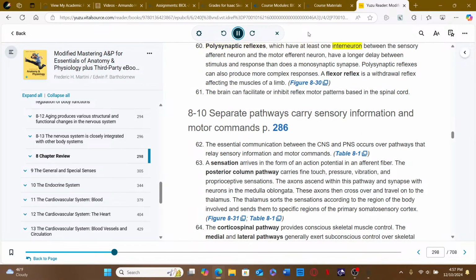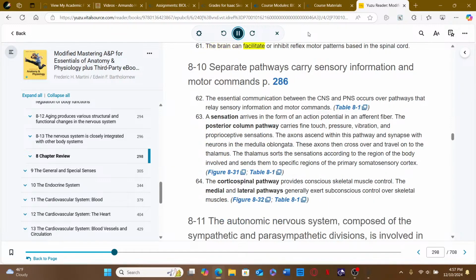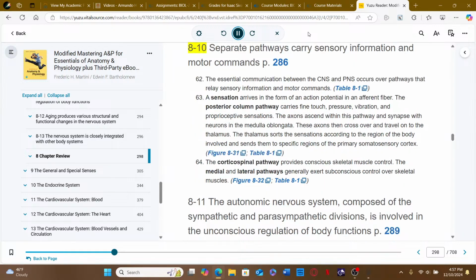Polysynaptic reflexes, which have at least one interneuron between the sensory afferent neuron and the motor efferent neuron, have a longer delay between stimulus and response than does a monosynaptic reflex. Polysynaptic reflexes can also produce more complex responses. A flexor reflex is a withdrawal reflex affecting the muscles of a limb. Figure 8-30. The brain can facilitate or inhibit reflex motor patterns based in the spinal cord.